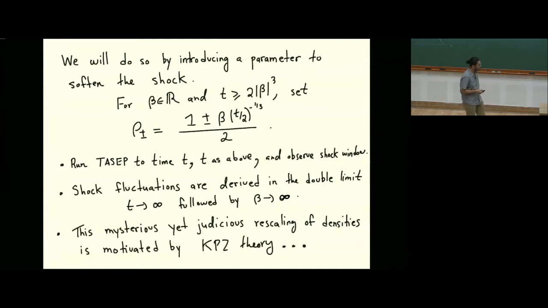Okay, so the idea is to understand this double limit of t and beta and then recover the macroscopic shock. I have not explained why I have scaled it. Those were actually the questions. And so I'll say, this is sort of a judicious choice of scaling, and it's motivated by some kind of KPZ theory.